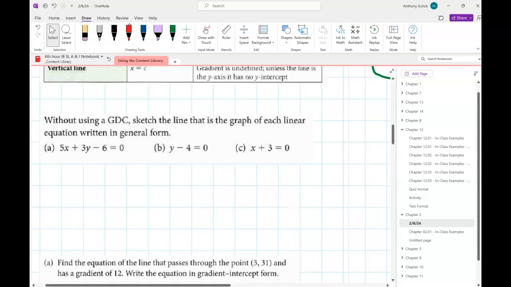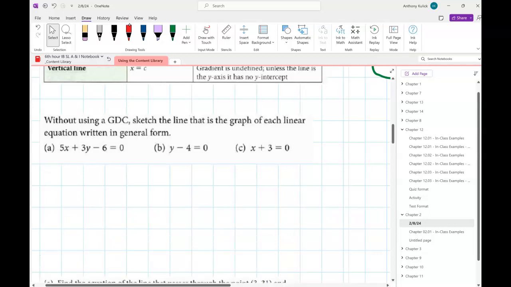All right. So, what if we wanted to sketch the line for each function? How should we do this?